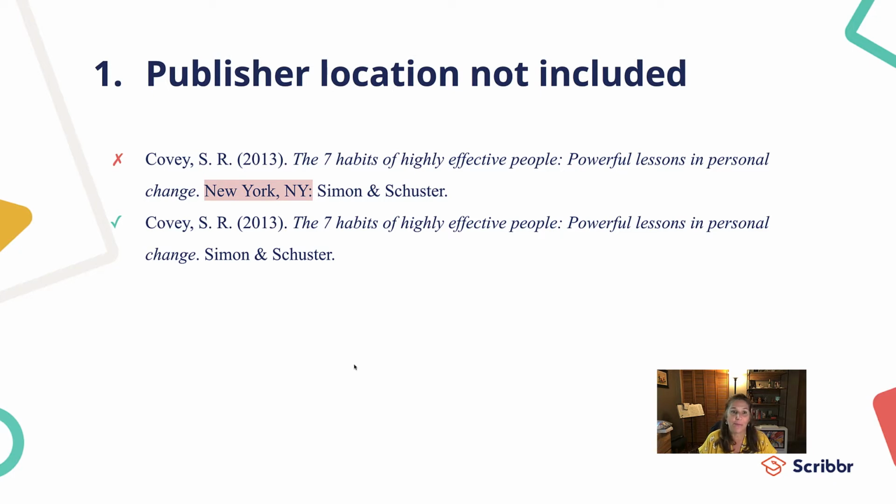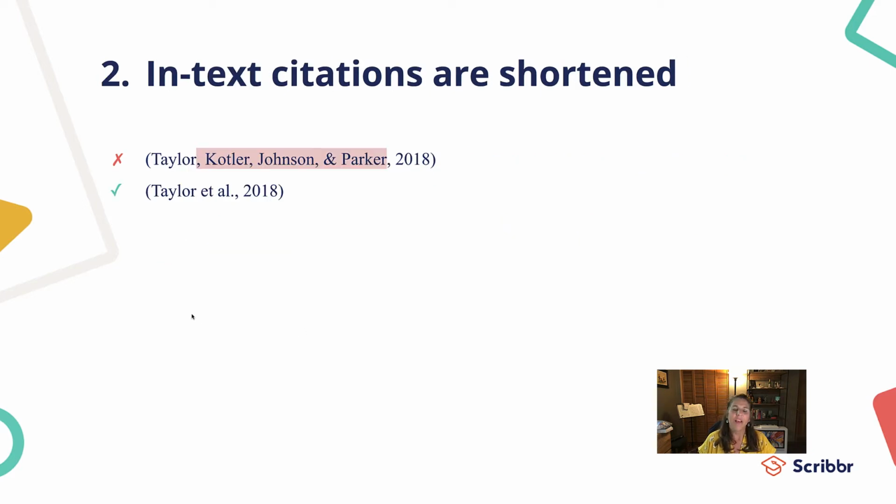Now, if we had multiple authors for this, we would list them out separated by a comma, and I will show you that. But this is the basic book. The title, the publisher, author, date, title, publisher. That's it. In-text citations have been shortened in the 7th edition, again, making it easier.